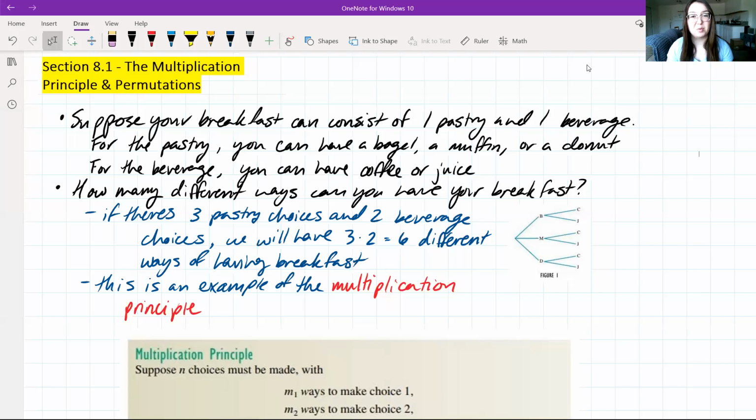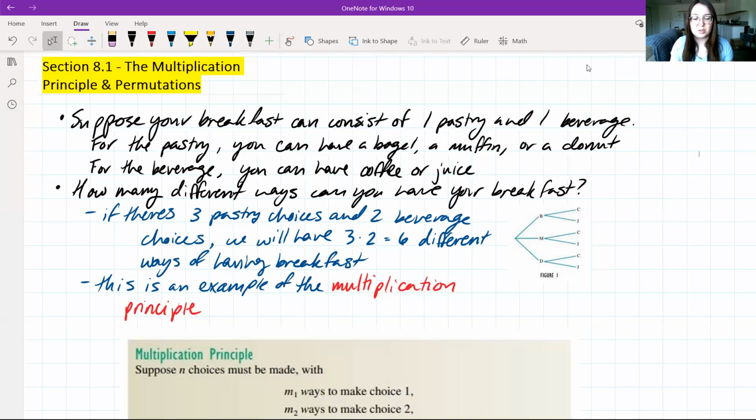Suppose your breakfast can consist of one pastry and one beverage. For the pastry, you have the choices of a bagel, a muffin, or a donut. And for your beverage, you have the options of coffee or juice. So we want to know how many different ways we can have our breakfast.